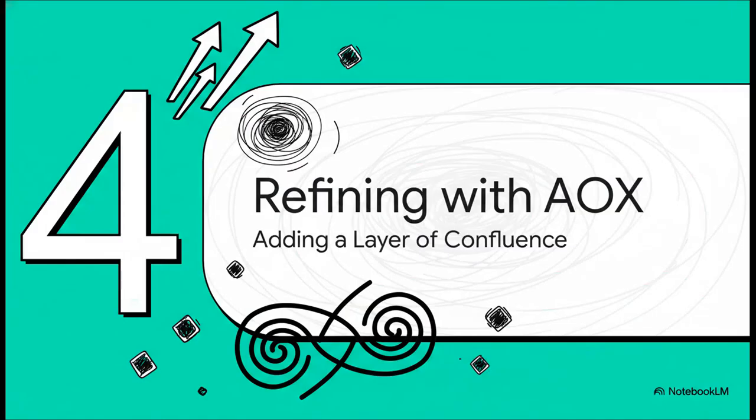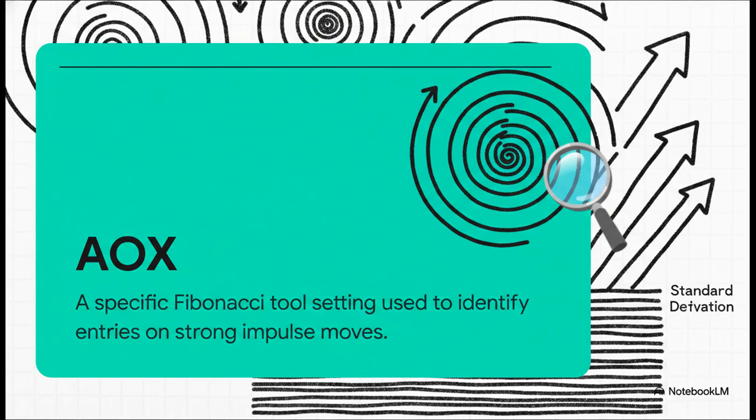Now, to give ourselves a little more confidence in these levels, the source suggests we add a second tool for confluence. It's a very specific Fibonacci setup that's referred to as AOX. So this AOX tool is basically a customized Fibonacci tool. It's specifically designed to pinpoint really precise entry points on those strong impulsive moves, which makes it the perfect partner for the standard deviation levels we just found.